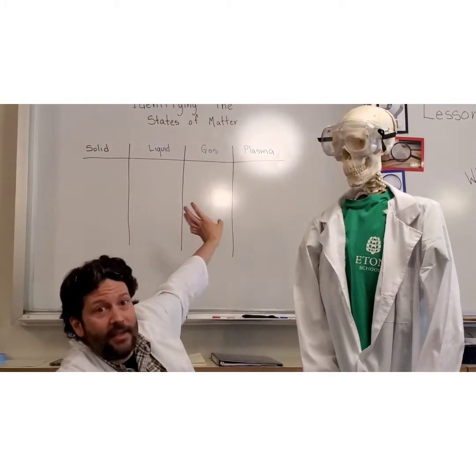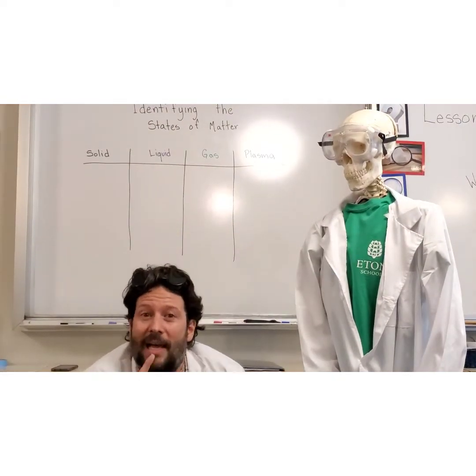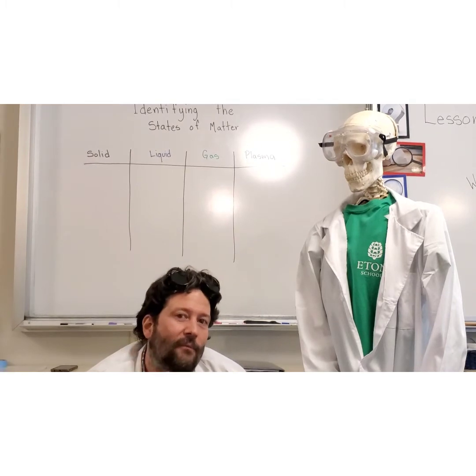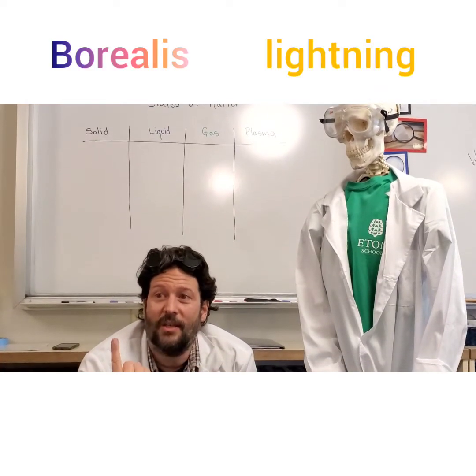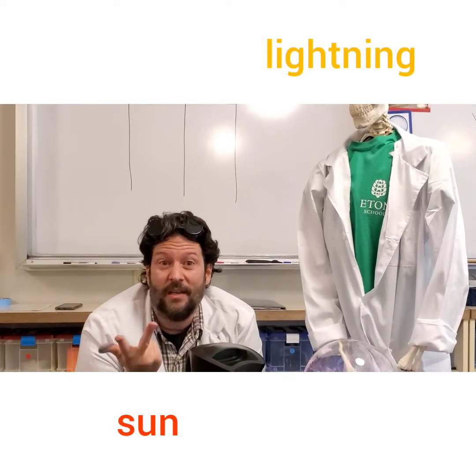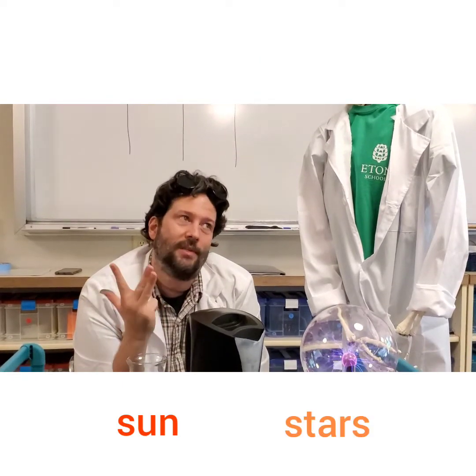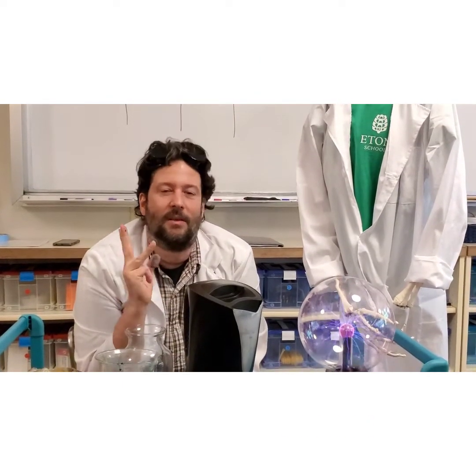So there's solid, liquid, gas, and plasma. As I said, we really have the four. You have the borealises, you have lightning, you have the sun, and you have stars. You could say the sun and the stars are the same, but we like to think of them as just a little bit different.